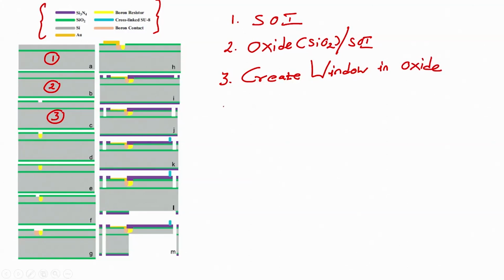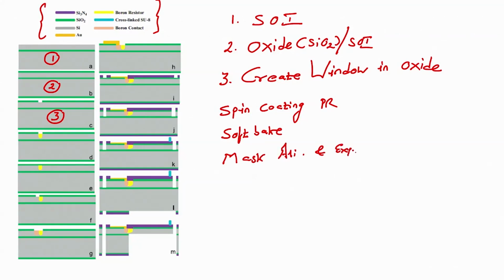How is this created? Using photolithography. We all know what the steps in photolithography are. First is spin coating. Spin coating of what? Photoresist. Second step is soft bake. Third step, mask alignment and exposure, UV exposure, right.